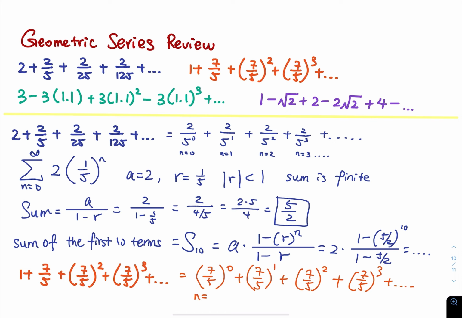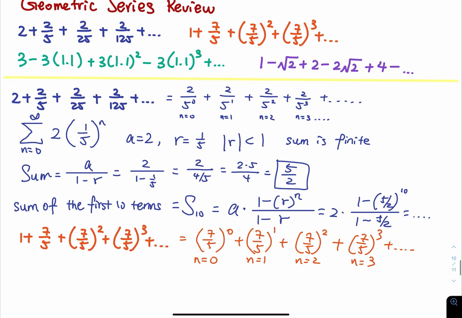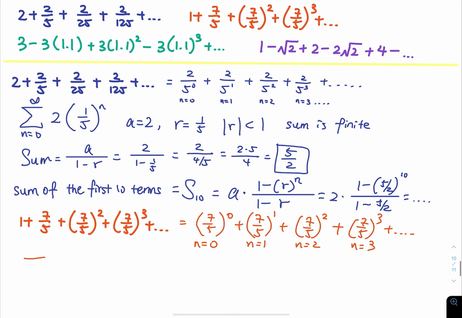So this one is n equals 0, n equals 1, n equals 2, and n equals 3. And then what about the geometric series? The geometric series is a summation. This is called a sigma. N goes from 0 to infinity because we keep adding terms. And then the 7 and the 5 are both not changing, so I will just put a 1 outside. So 1 times anything is just that number. And then 7 over 5 raised to the nth power.